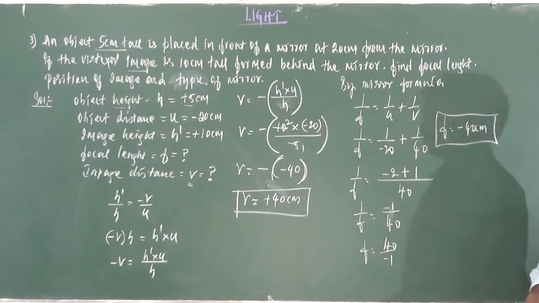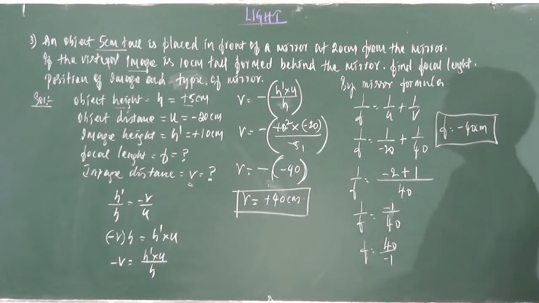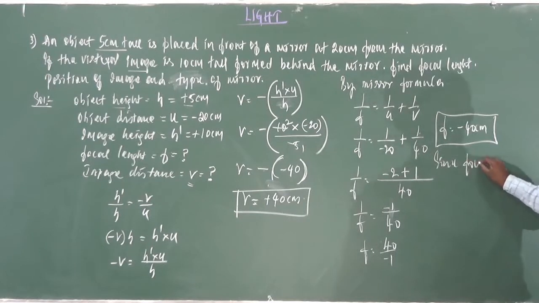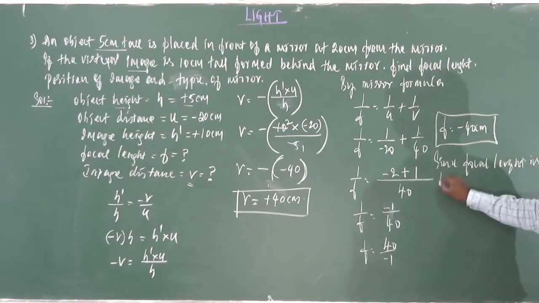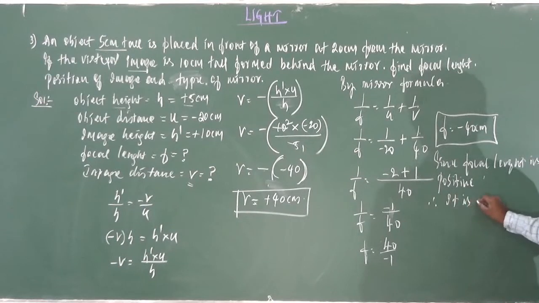So here, as the focal length has become negative, we can come to a conclusion that usually concave mirrors have negative focal length and convex mirrors have positive focal length. Therefore, since the focal length is negative, it is a concave mirror.